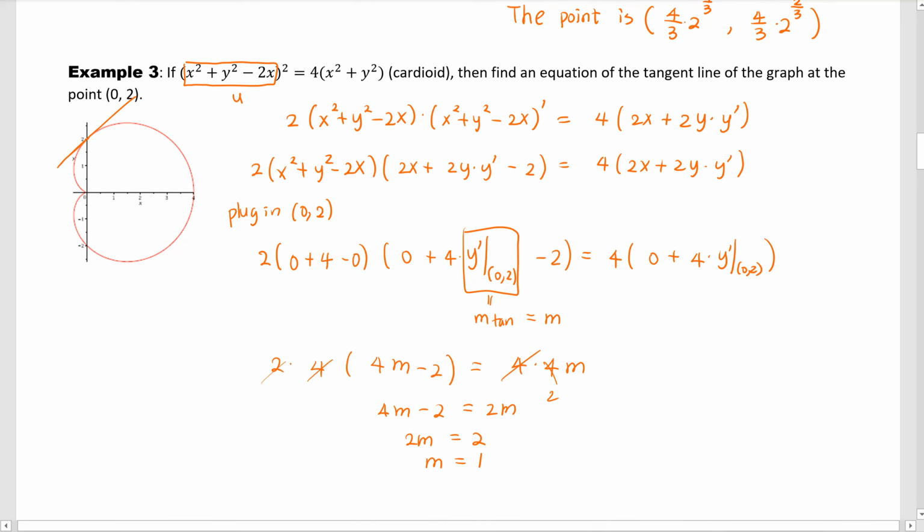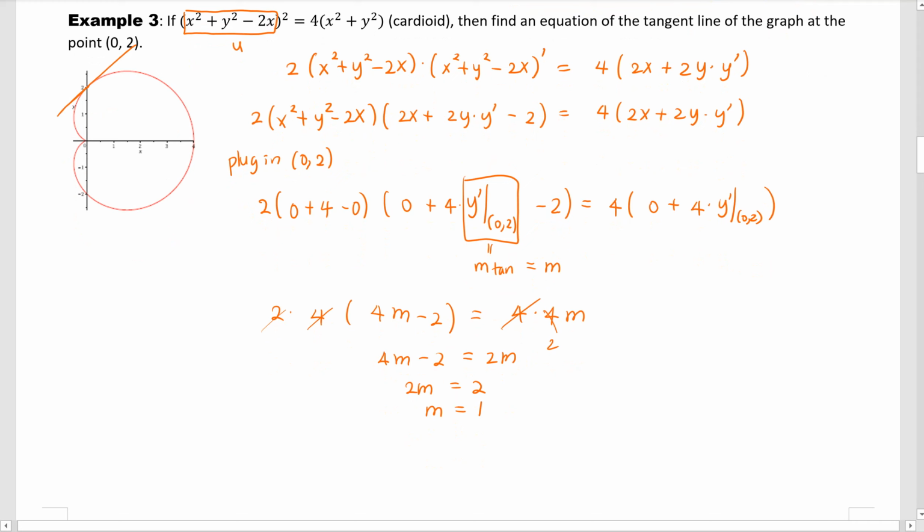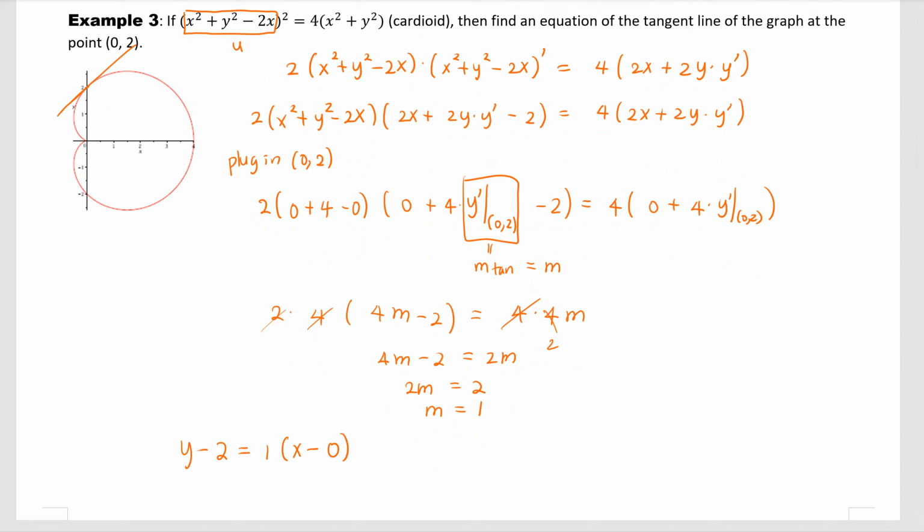So m equals 1. What is the tangent line? y minus the y coordinate of the point, which is 2, equals 1 times x minus the x coordinate of the point, which is 0. So y minus 2 equals x, then y equals x plus 2. So this is our tangent line. So far, so good, everybody? Yes.